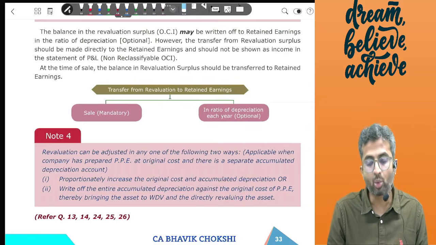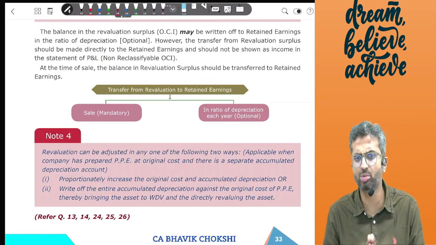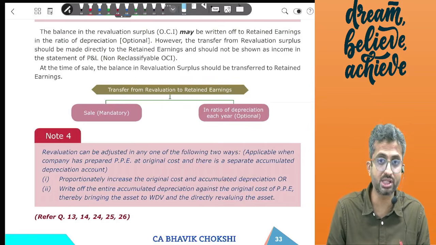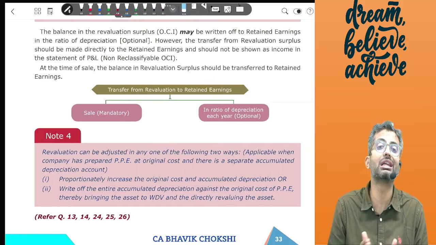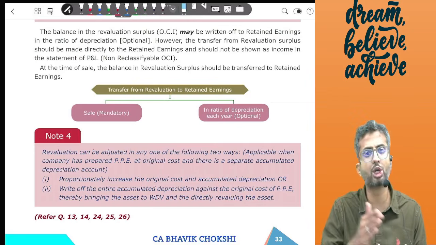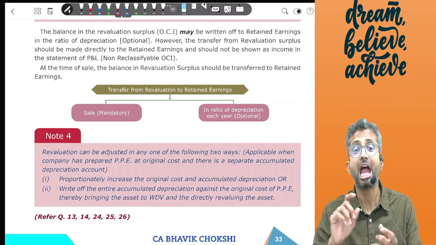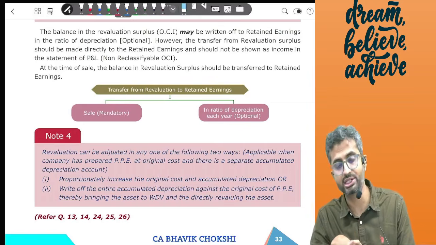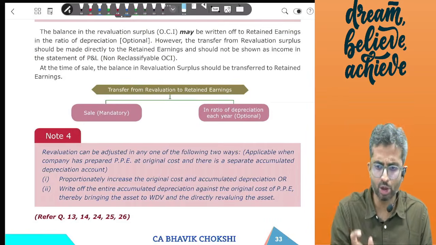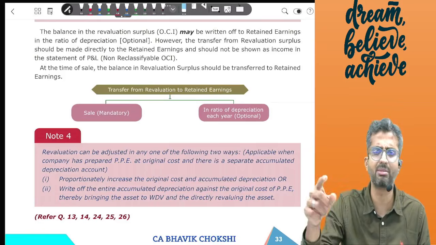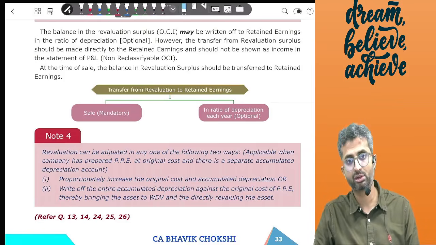Well, in case I want to continue to show the gross block and accumulated depreciation, I'll have to adjust it somewhere. So if my fair value is going up by 50%, I will proportionately adjust the original cost from 100 to 150, that is PP goes up by 50, and accumulated depreciation from 40 to let us say 60, your accumulated depreciation goes up by 20. So PP account debit 50 to accumulated depreciation 20, and hence the balancing 30 goes to the revaluation.